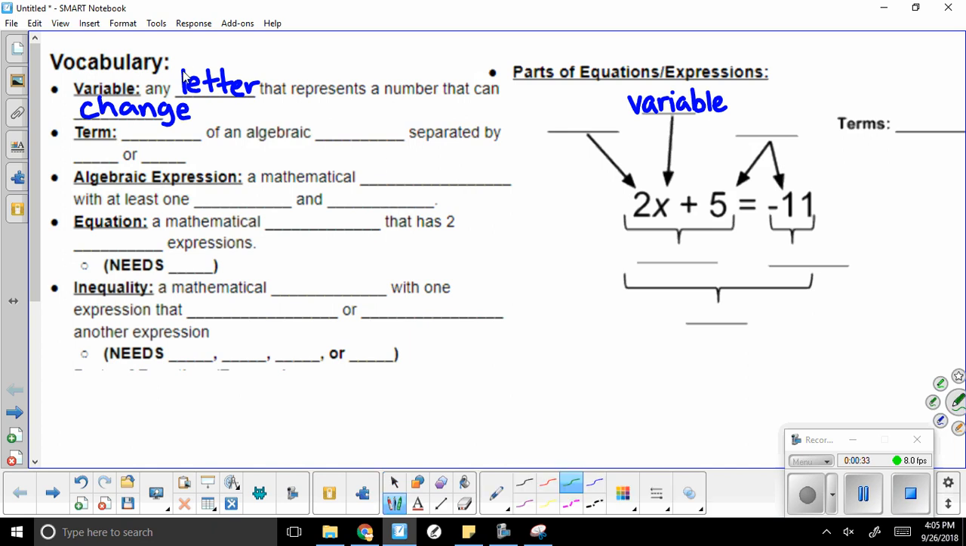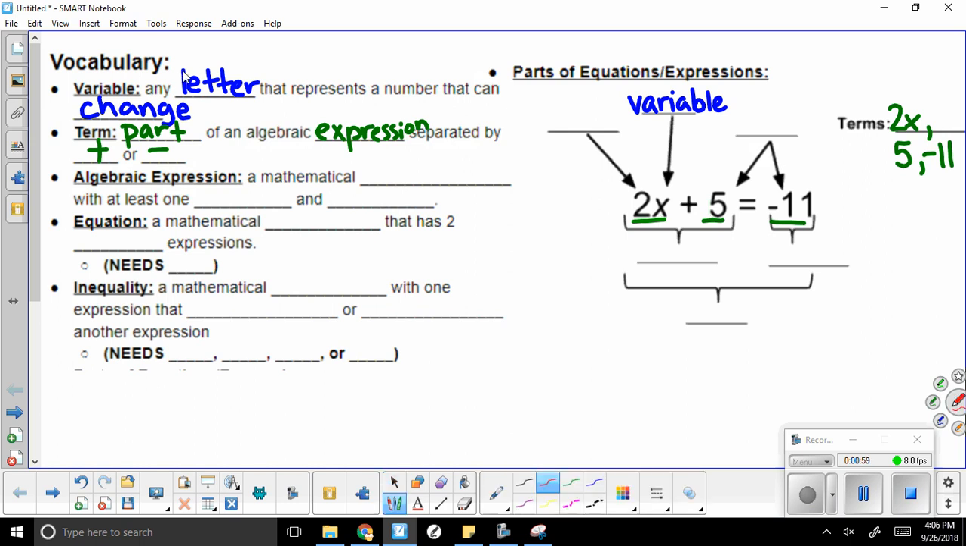Okay, another word is term. A term is part of an algebraic expression separated by a plus or minus sign. If you look at our example, we have three terms. 2x is a term, 5 is a term, and negative 11 is a term. So you can write that on the line that says terms.